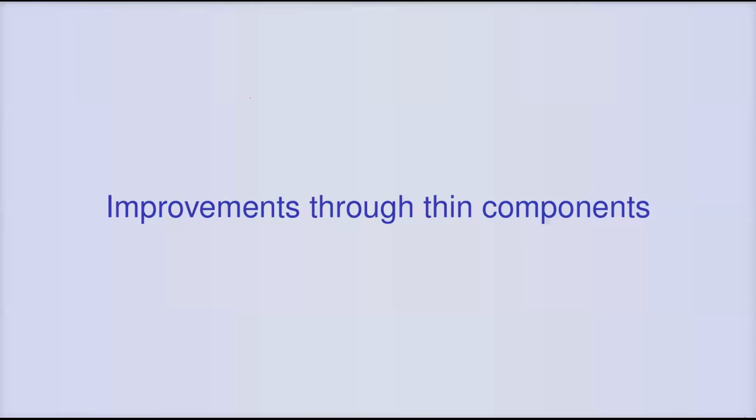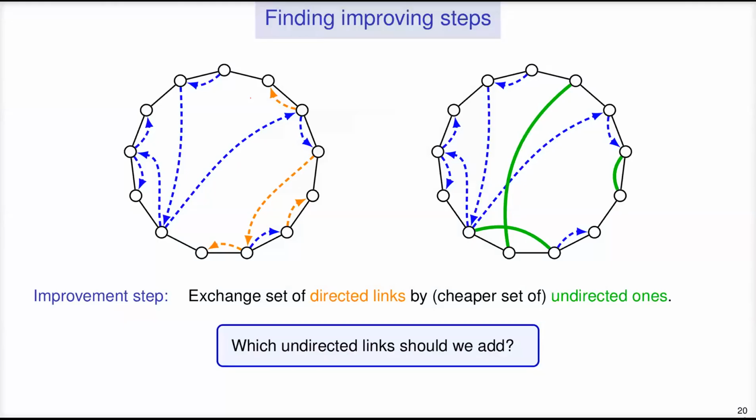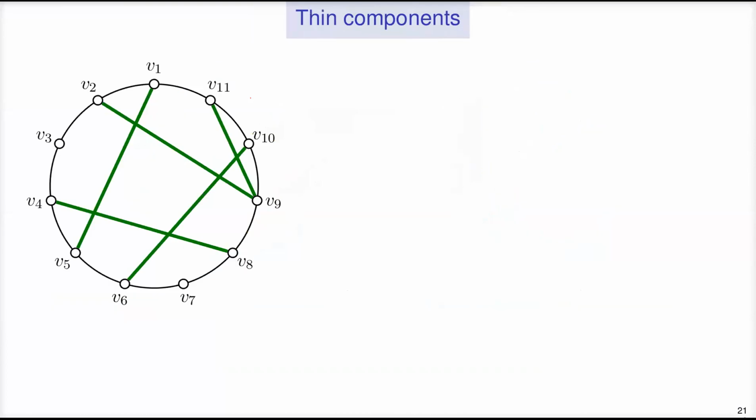So now we understand how we want to drop links once we decide on what undirected link set to add. We still have to talk about how we actually find undirected link sets to add. The way we do this is we will restrict the class of links we're considering to add. For this, we need the notion of thin components. So what's a thin component? Here I give you an arbitrary undirected link set, and I want to talk about its thinness.